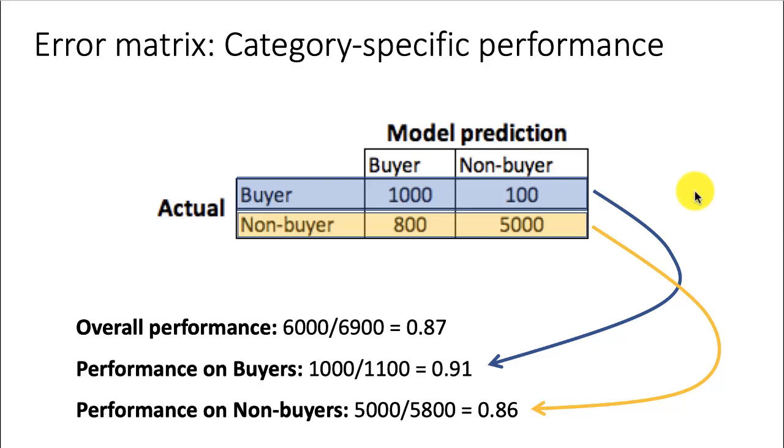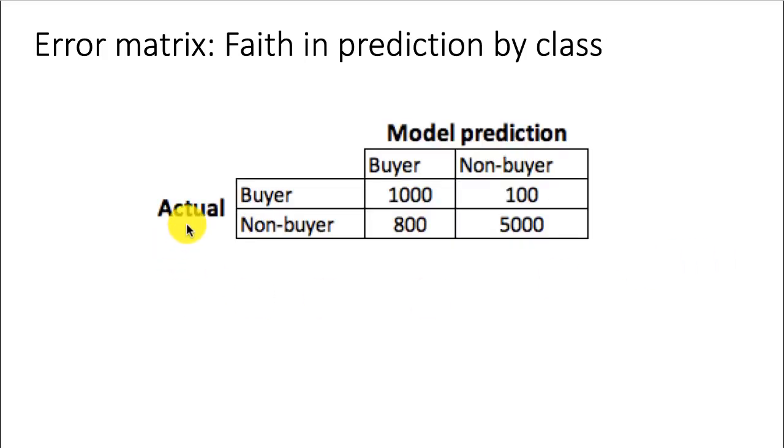We can also look at two other measures here. Right? We can say, well, if the model predicts that somebody is a buyer, how confident can I be in that prediction? Right? So here we looked at, if a person is an actual buyer, what is the chance that the model will predict that person to be a buyer?